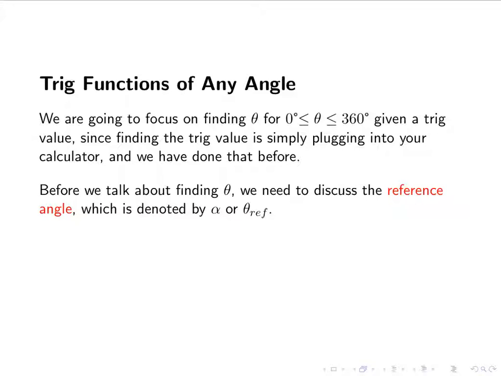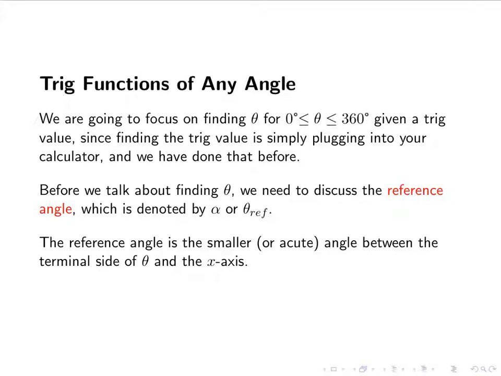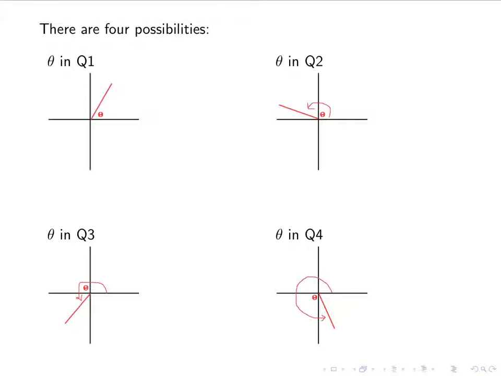Before we can talk about that, we're going to need to discuss something that's called a reference angle. The reference angle is sometimes denoted by alpha, sometimes denoted by theta with a subscript of REF for reference. The reference angle is the smaller, or the acute angle, between the terminal side of theta and the x-axis. There are four possibilities depending on which quadrant theta is in.